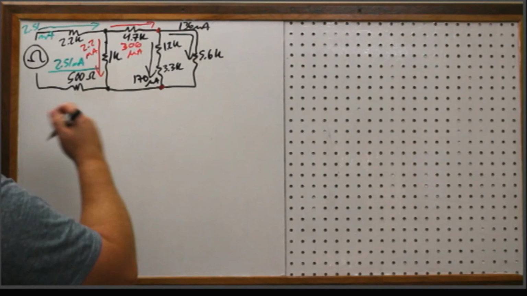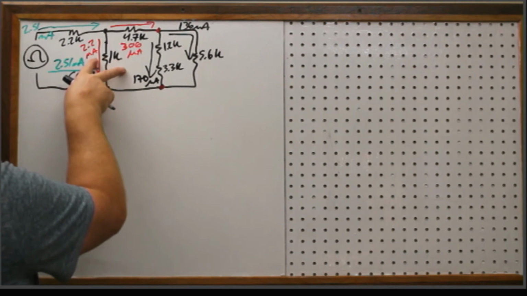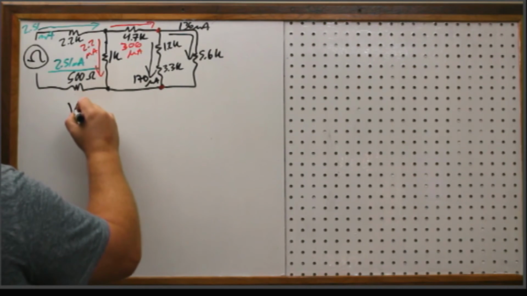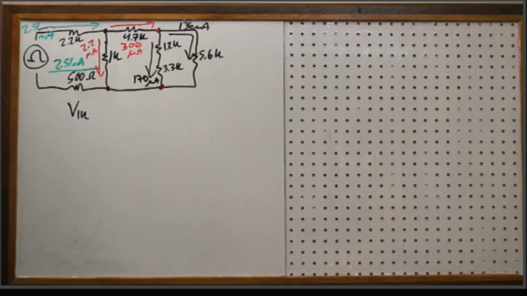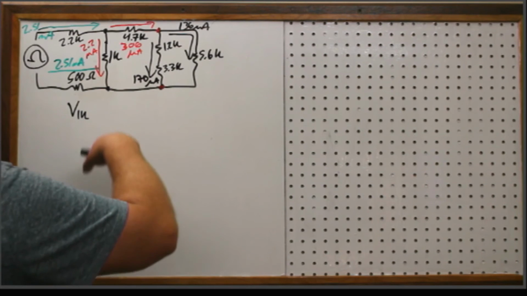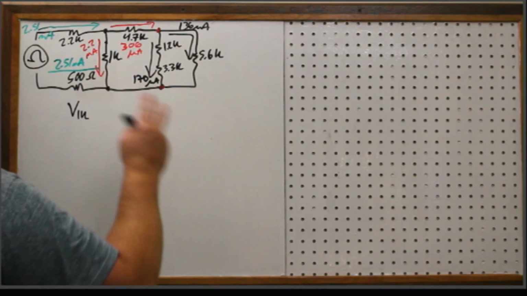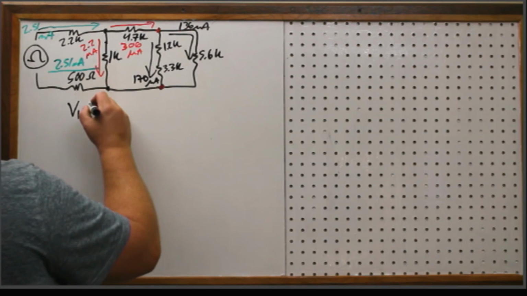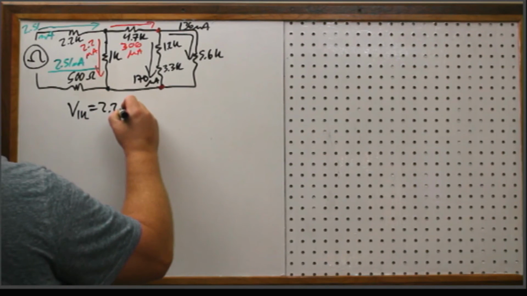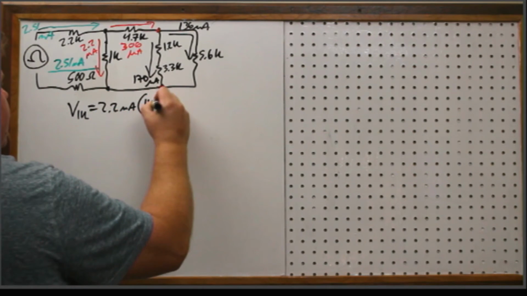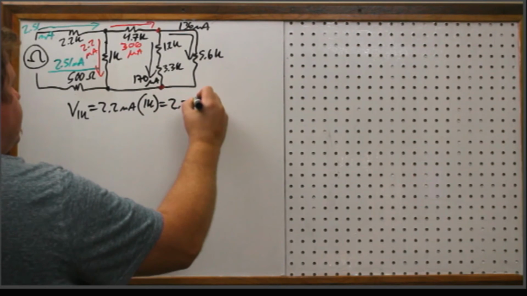How about the... Well, I can predict what the voltage on the 1K is going to be, because when we're doing analysis with 1K ohm resistors, whatever the current is, it's typically milliamps. If it's milliamps, the kilo and the milli will cancel. So I expect 2.2 volts here. So 2.2 milliamps times 1K, 2.2 volts.